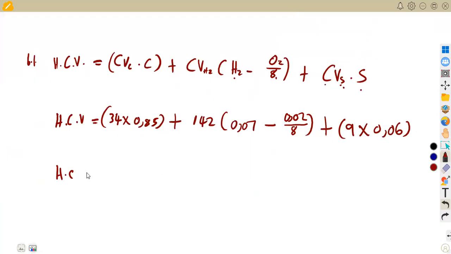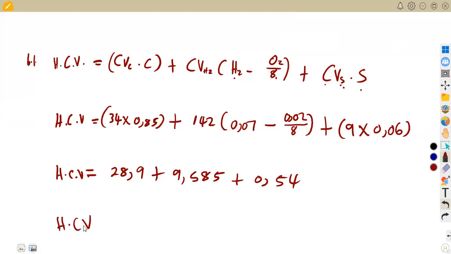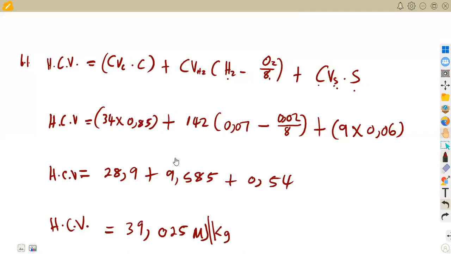So if we are to simplify each and every part here, this is going to give us 28.9, plus here we are going to obtain 9.585. Then for the last part of sulfur, it is going to be 0.54 in this case. All right, so our higher calorific value, which is the higher heat value in this case, is going to be given as 39.025, which is in megajoules per kg. Since these values were in megajoules per kg, our answer also is going to be in megajoules per kg. So that was the first part of our question.